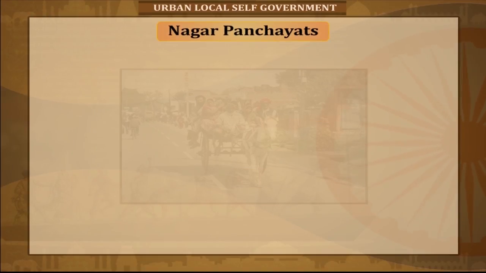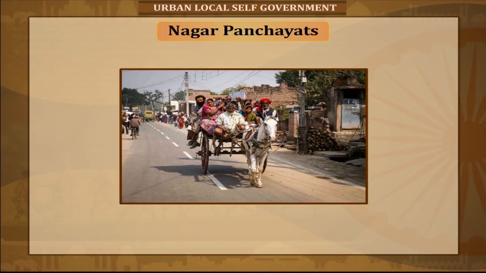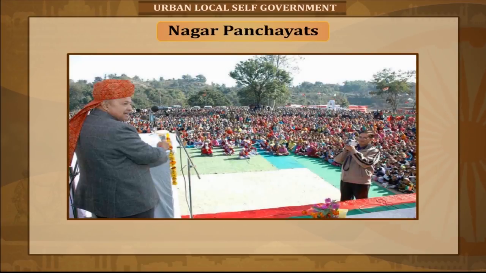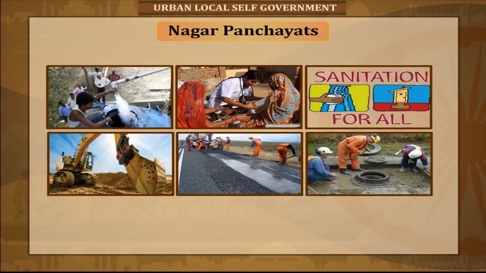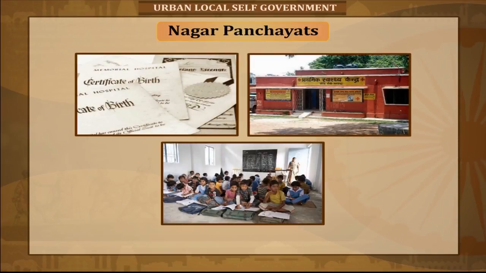Nagar Panchayats. An area which is bigger than the village but smaller than a city is known as a town. Towns have a Nagar Panchayat, which is an elected body. Its members are elected by the registered voters of that area. The age of the voters must not be less than 18 years and that of the members must not be less than 21 years. Their functions include overseeing water supply, health care, sanitation, construction and maintenance of town roads and drainage system, etc. They also keep records of births and deaths, open health centers, and primary schools.